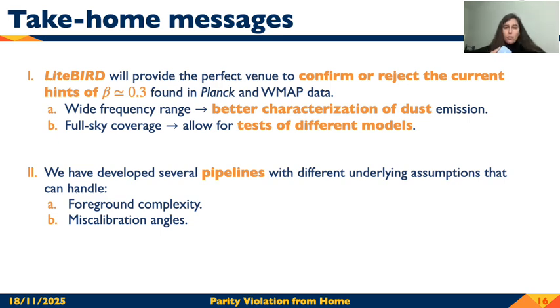So I just want to finish now by saying, with these 2 main conclusions. First, LiteBIRD will be able to confirm or reject the hints we've seen of beta because of 2 main things. Because it has a wide frequency coverage that will allow us to produce better models for the foregrounds, in particular the thermal dust, because it has a full sky coverage and will allow us to test different models for this EB signal. And second, we have developed 5 different robust pipelines that can tackle 2 of the main problems when it comes to the detection of beta: foreground complexity and polarization angles.